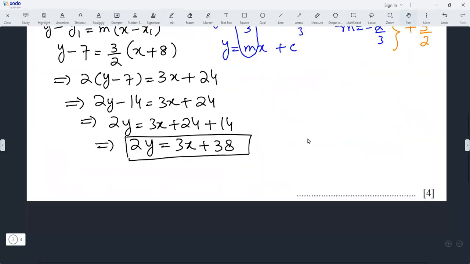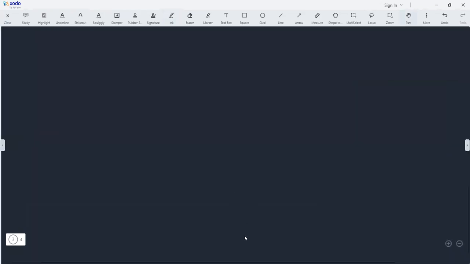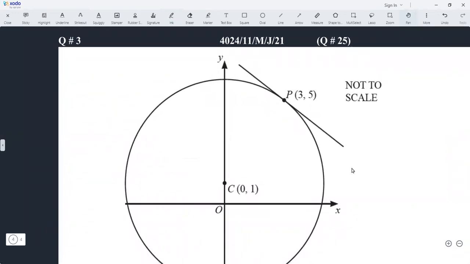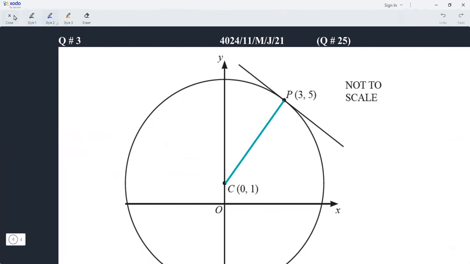So now we are moving to the third type of question on the equation of a perpendicular line. In the third type, there is a circle which is given. There is a circle and there is a tangent as well. The tangent is intersecting that circle at point P, and C is the center which is given in the question. So what we have to do is find the equation of the perpendicular line.